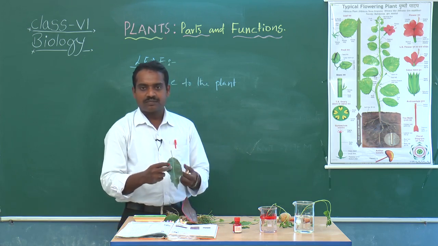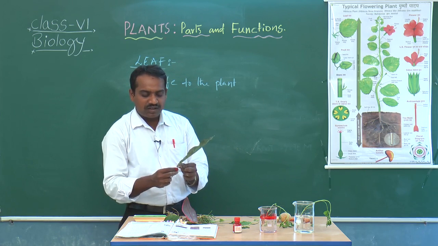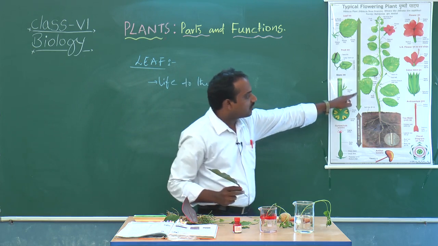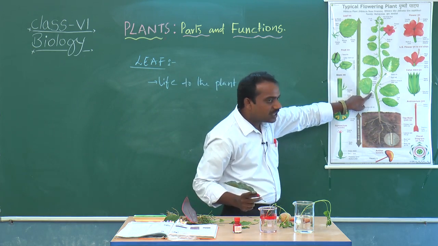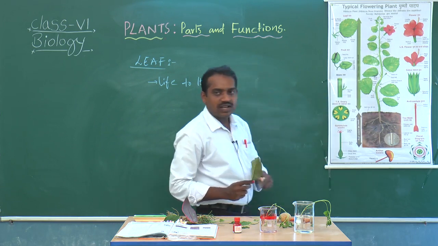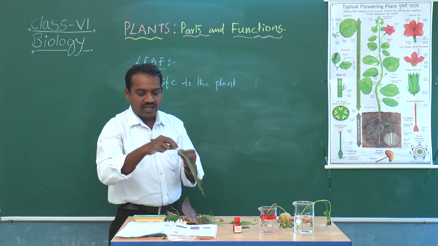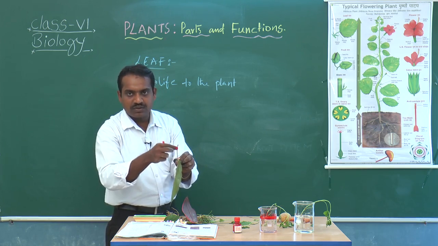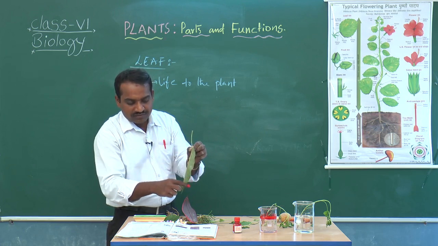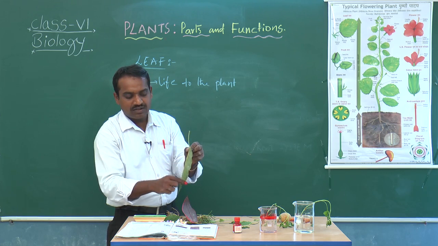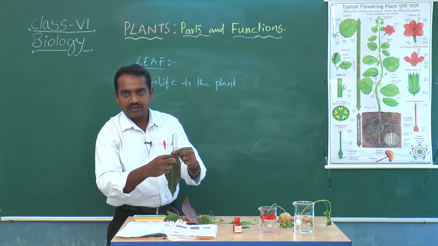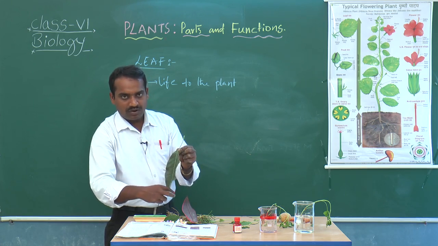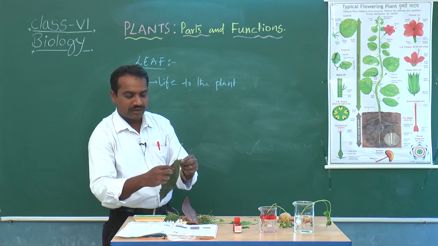When you see this leaf, can you tell me by which part the leaf is attached to the plant or stem? Here, if you observe, the leaf is attached to the stem by a stalk. This stalk is called the petiole. The broad area of the leaf, which is green in color, is called the lamina.